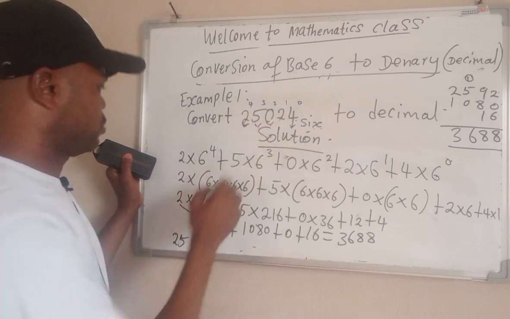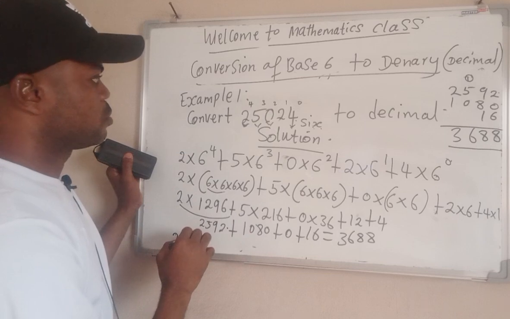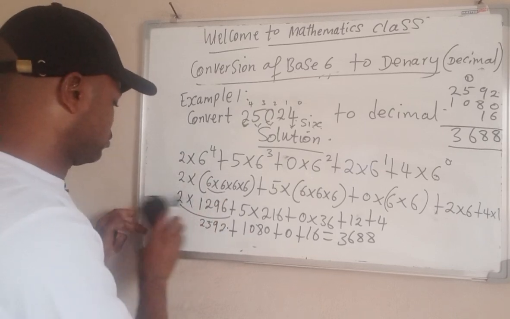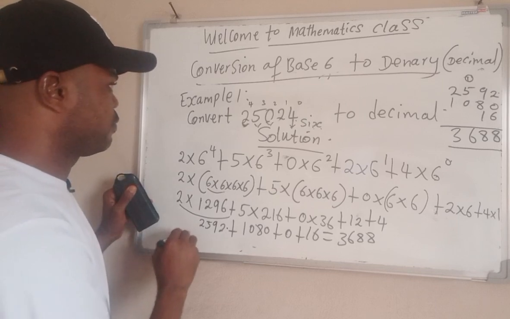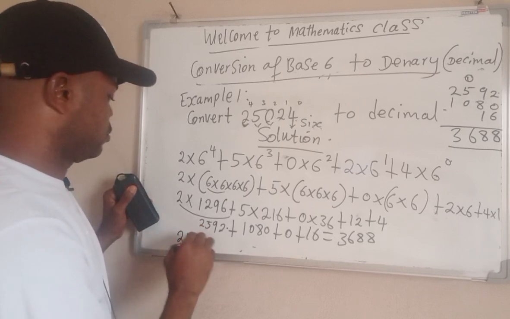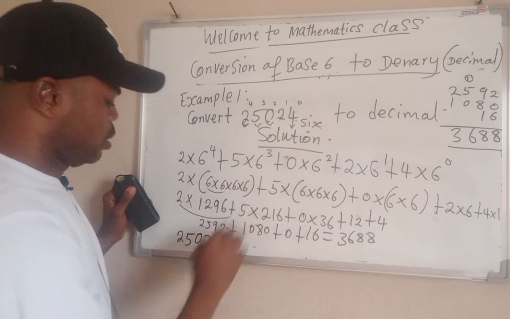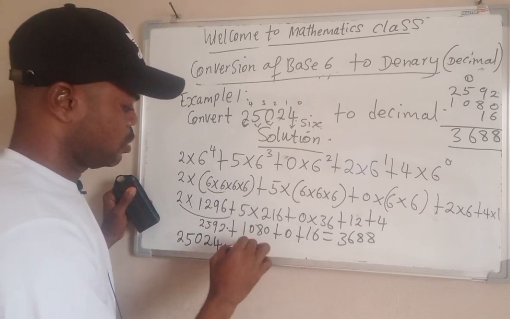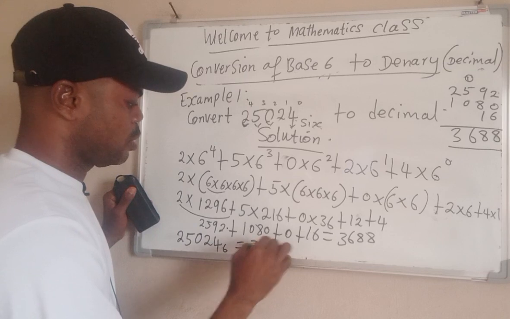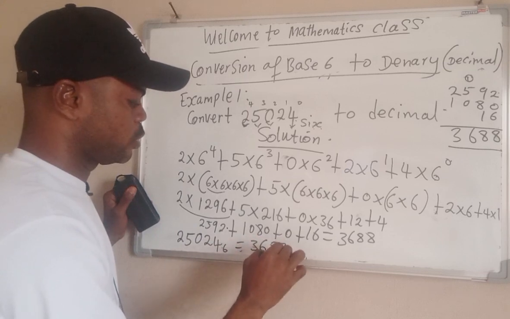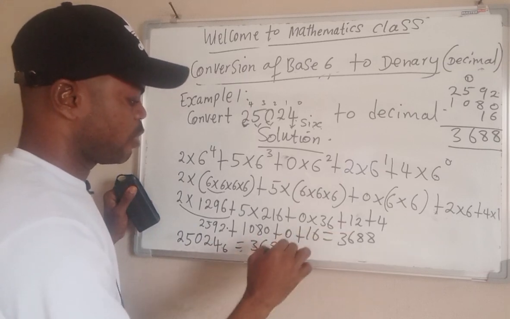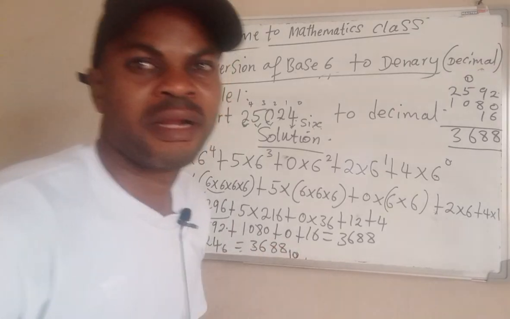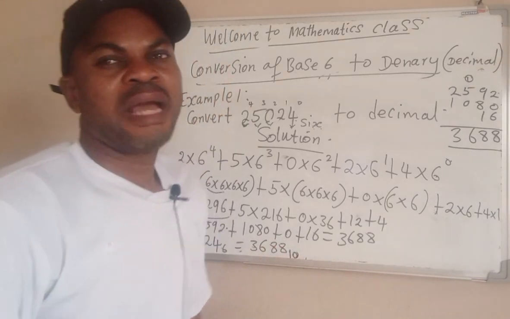So, finally, we draw a conclusion by saying that 20052, which is 25,024, being in base 6, after conversion gave us 3688, and the conversion was to base 10. This is in base 10. So that gives us the final answer. That is the final answer.